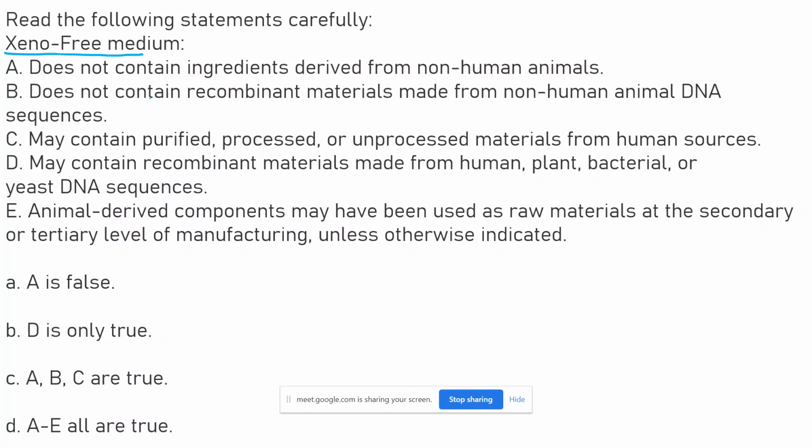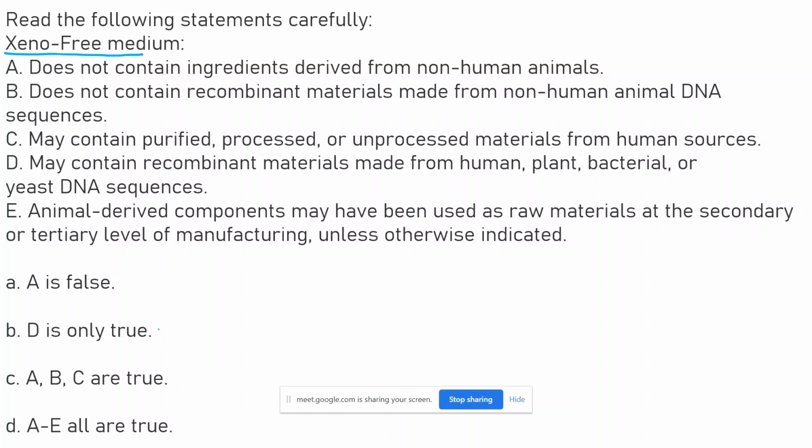B, does not contain recombinant materials which are made from non-human animal DNA sequences. C, may contain purified, processed or unprocessed materials from human sources. D, may contain recombinant materials made from human, plant, bacterial or yeast DNA sequences. And E, animal-derived components may have been used as raw materials at the secondary or tertiary level of manufacturing unless otherwise indicated. So then you have to tell which one of these statements is true and which one is false.